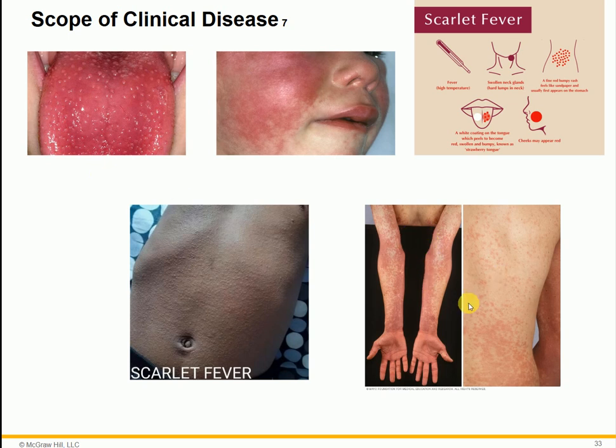Here you can see the skin rash. I put both of these pictures because a lot of the textbooks describe the skin rash as red, but that really depends on our skin color. What seems red in a lighter skin color would not be red in a darker skin color. And so it's really important to be able to recognize the rash regardless of skin color.